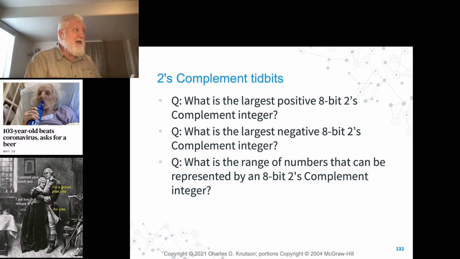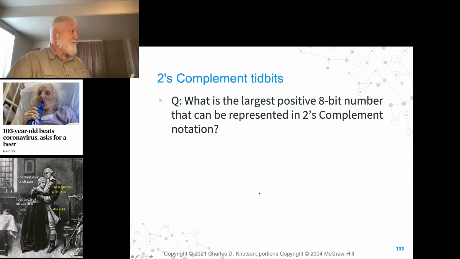The questions are going to be, what's the smallest? What's the biggest? How many are there? And what's the range? Okay? Those are always going to be the 4 questions. Let's do the first one. What's the largest positive 8-bit number that you can represent in 2's complement notation?